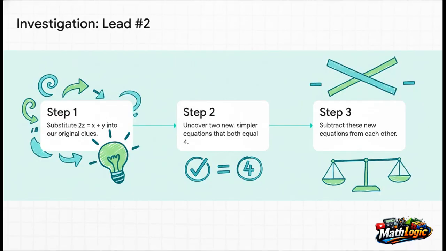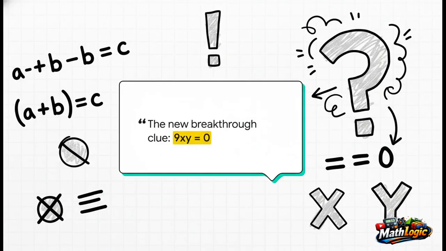We're going to use the same exact method. We can rewrite this as z equals half of x plus y. And when we plug that back into our original clues, things get a whole lot cleaner. We're left with these two much simpler equations. And hey, look at that. They both equal 4. We know exactly what to do now. We subtract them, of course.